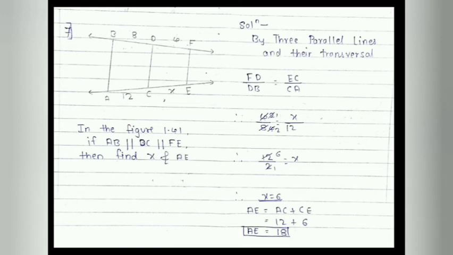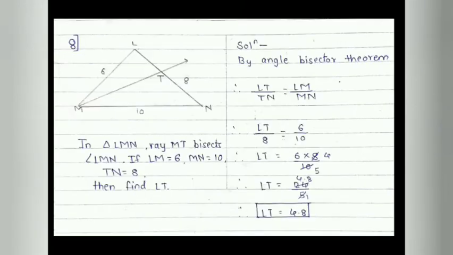Okay friends, now take the next one, which is the 8th sum. Again here in triangle LMN, ray MT is a bisector. If LM is 6, MN is 10, TN is 8, from that we have to find LT. Again, it is very simple. Use the angle bisector theorem: LT upon TN is equal to LM upon MN. Now we'll put the values. We only have to find LT. Now try to simplify. We'll find the value of LT is 4.8.